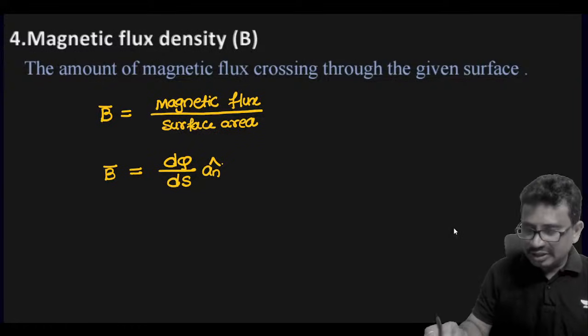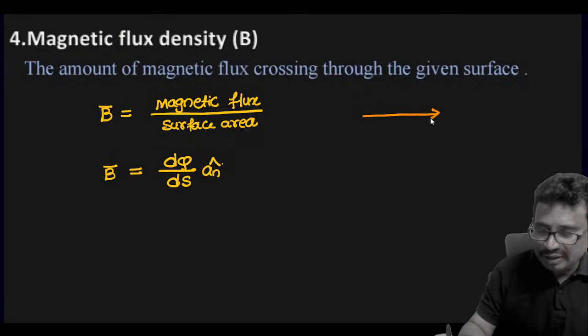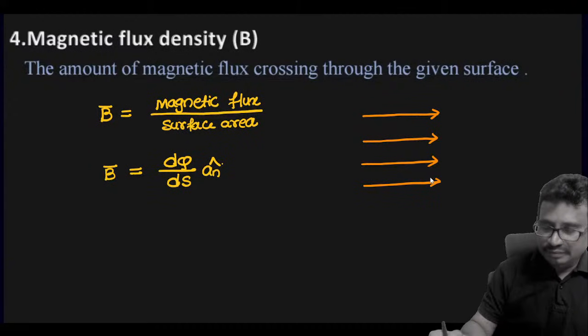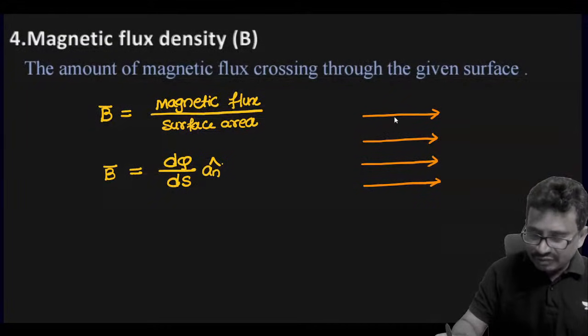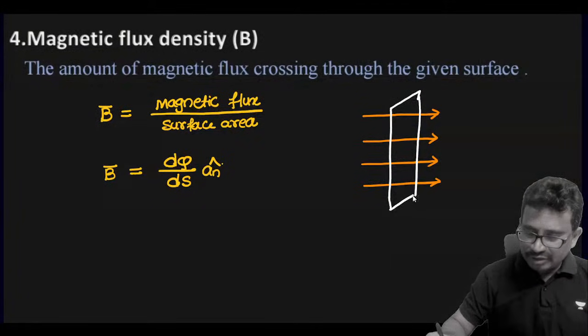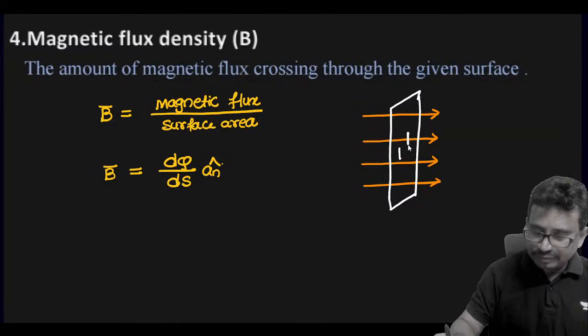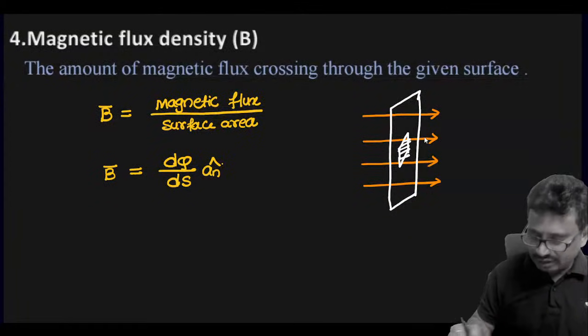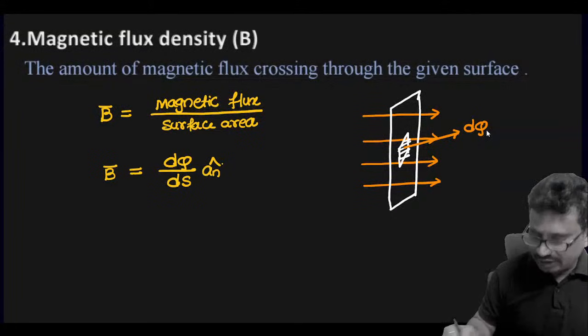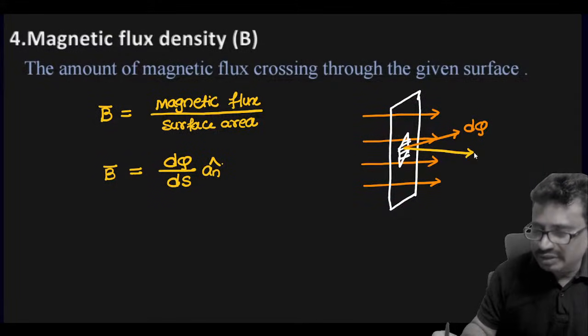So let us say a number of magnetic flux lines are coming like this. Now we have taken one small surface area which we have placed here. Through this part, some flux lines will cross, and that flux we call dφ, a small magnetic flux. It has some surface area, say dS, and this angle is theta.